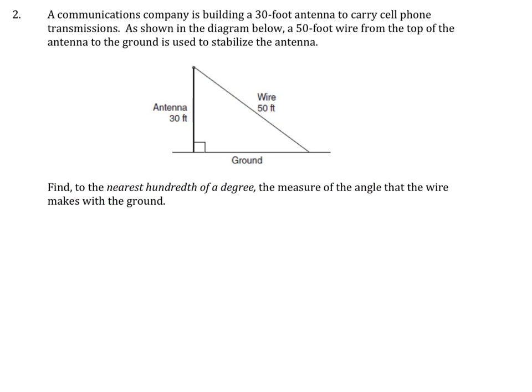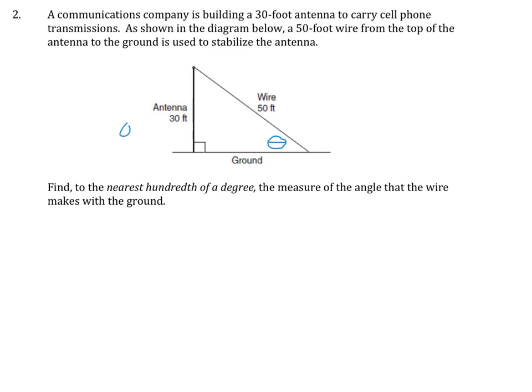A communications company is building a 30-foot antenna to carry cell phone transmissions. As shown in the diagram below, a 50-foot wire from the top of the antenna to the ground is used to stabilize the antenna. Find to the nearest hundredth of a degree the measure of the angle that the wire makes with the ground. So that means we're looking for this angle measure here.